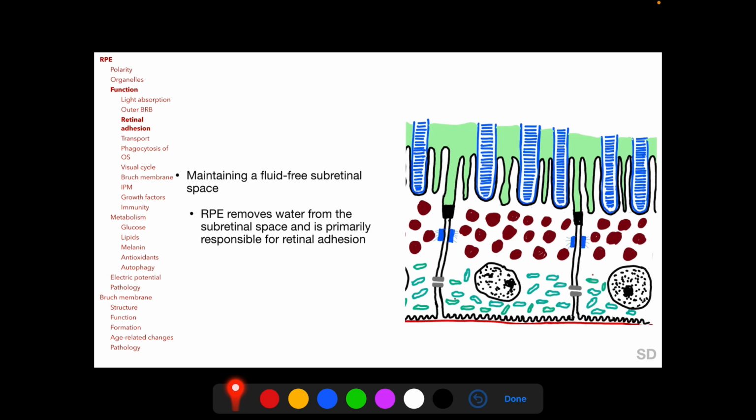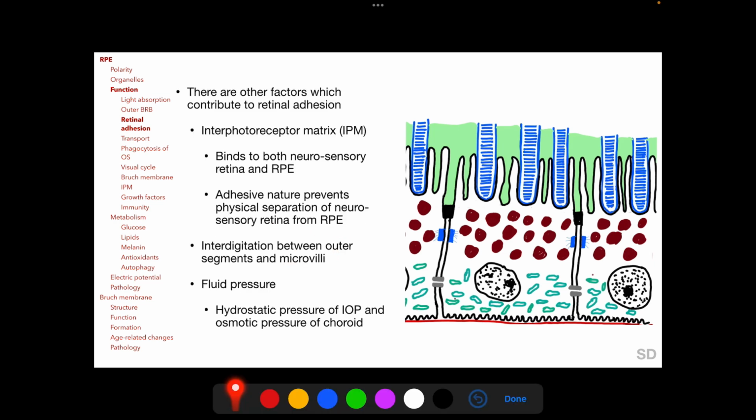Another important function of the RPE is maintaining a fluid-free subretinal space by removing water from the subretinal space, and this is said to be primarily responsible for retinal adhesion. There are other factors which also contribute to retinal adhesion, and we will briefly discuss them here. The interphotoreceptor matrix binds to both the neurosensory retina and the retinal pigment epithelium and has an adhesive nature which prevents physical separation of the neurosensory retina from the retinal pigment epithelium.